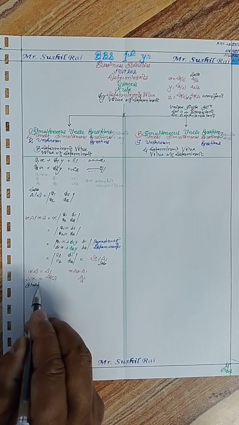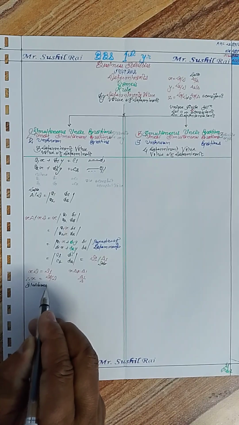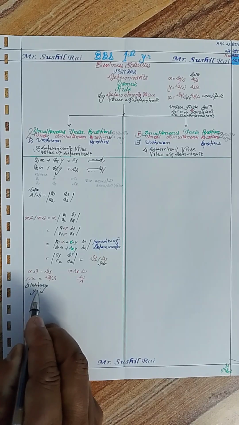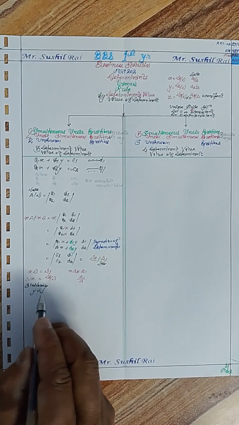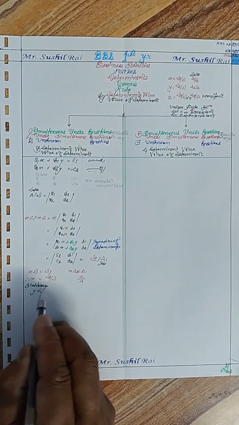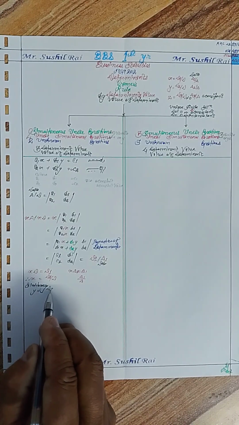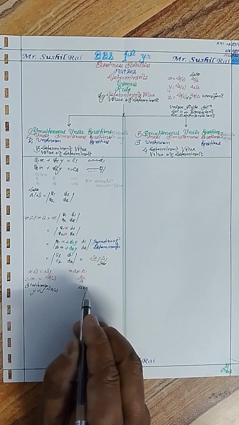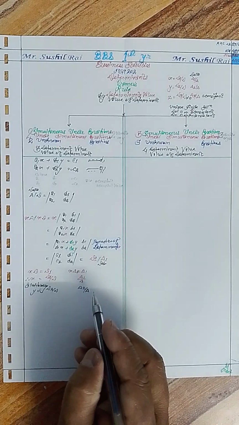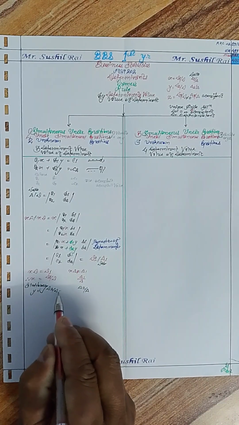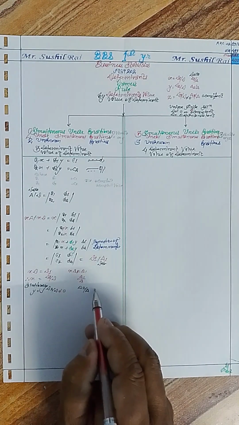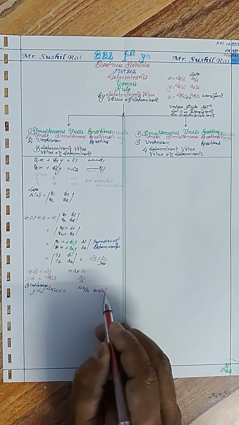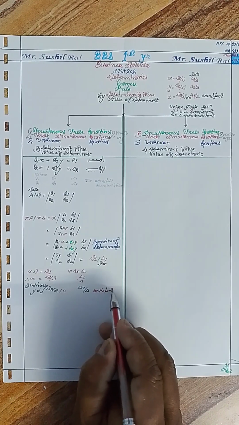Similarly, y equals D2 by D, delta 2 by delta. If D is not equal to 0, the system is consistent with a unique finite solution.